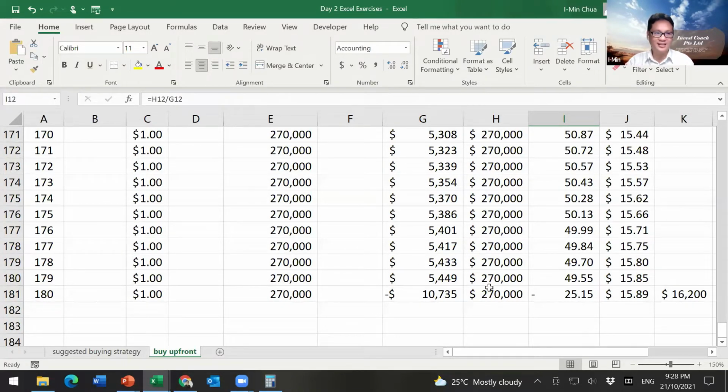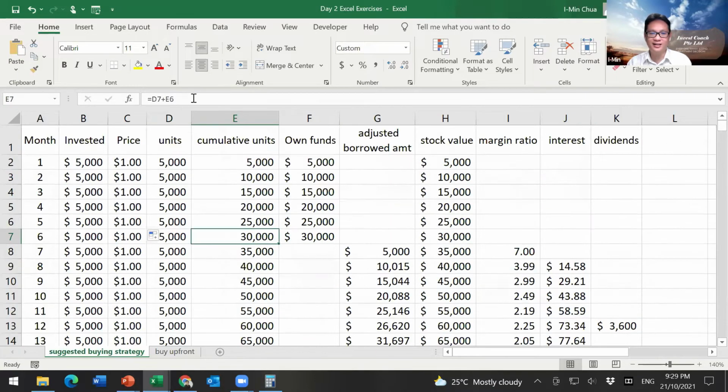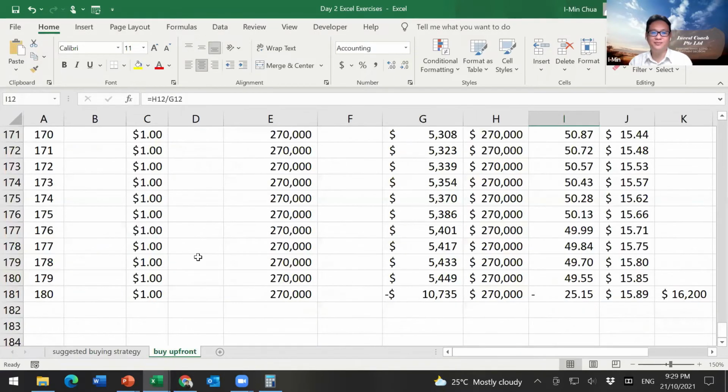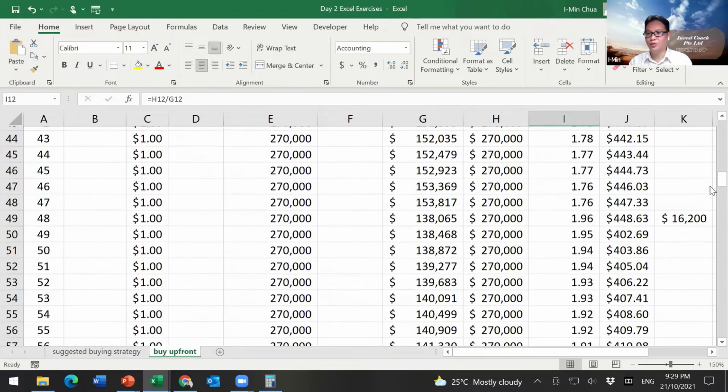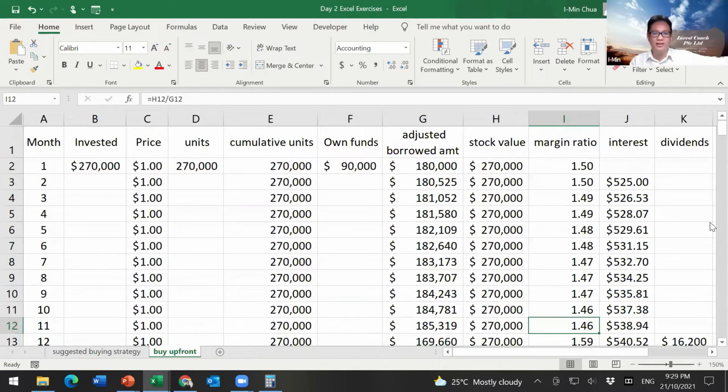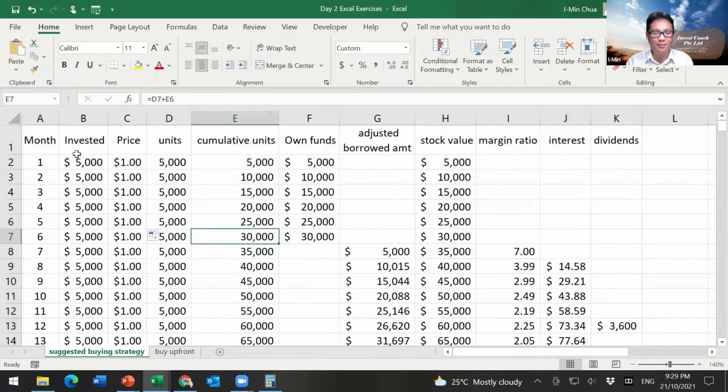Now make a guess. This method, how long would it take to clear all the loan? If I do this method, tomorrow 90,000, pump, go and buy 270, it will take 180 months, 15 years. So if I diversify, I buy a bit slower, how long will it take for me to pay off the loan?